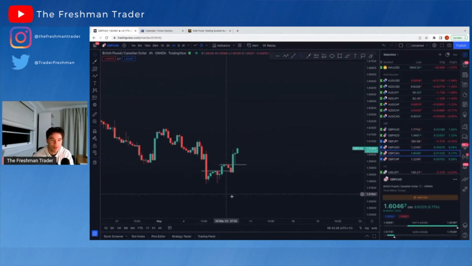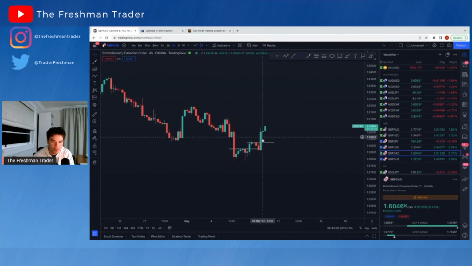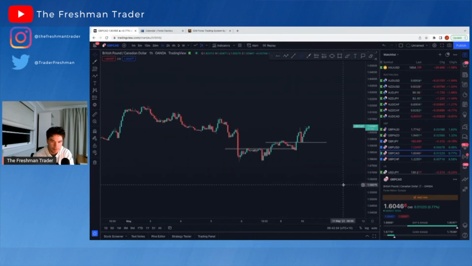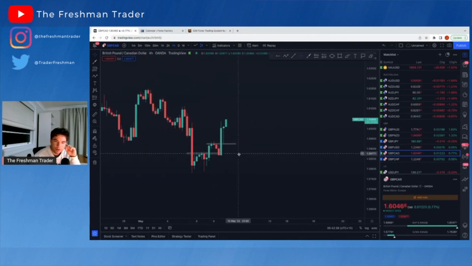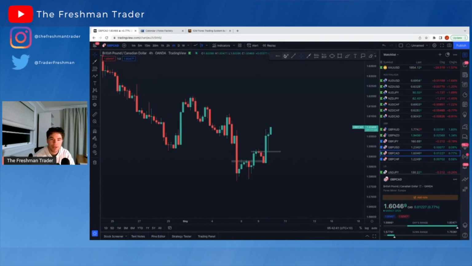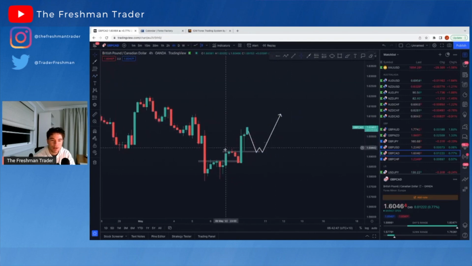GBP CAD, you can just see we're making higher highs and higher lows, but there hasn't been an entry opportunity for me, unfortunately. But there's always a new chance. So if you look here, potentially we could look at price to push back here and then create a strong rejection off of this level to continue bullish.